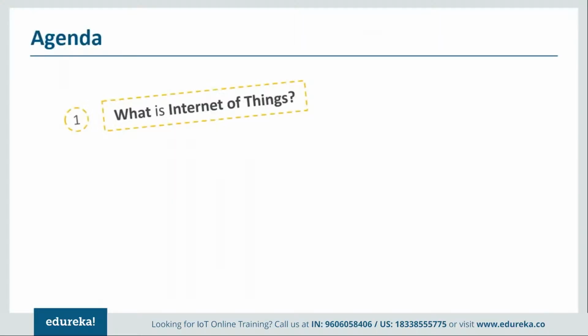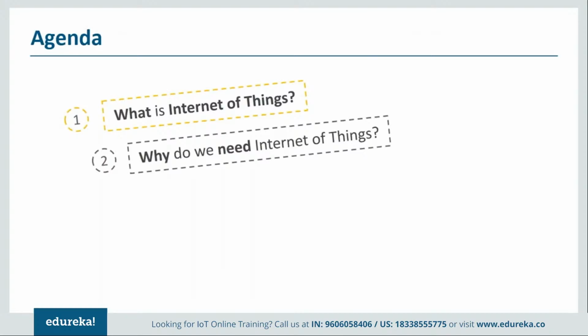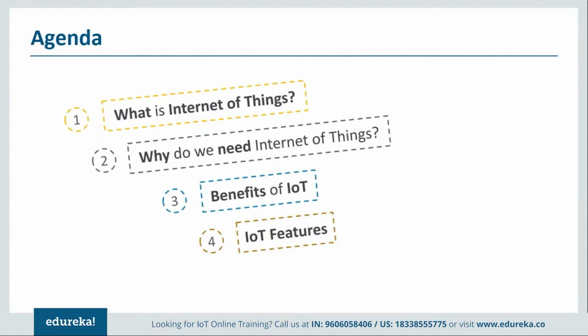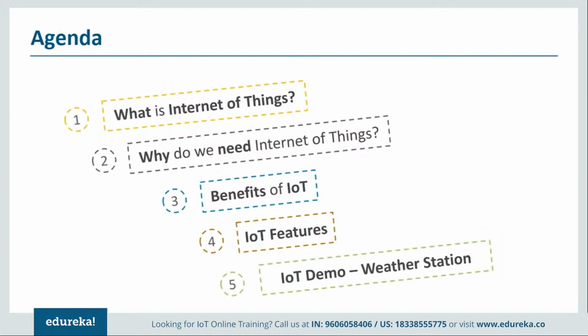Now going on to the agenda for this session, we'll start off by first understanding what is Internet of Things, and then we'll try to address the question of why we need Internet of Things. Going on from there, we'll talk about the various benefits of IoT as well as the various features of IoT as well.